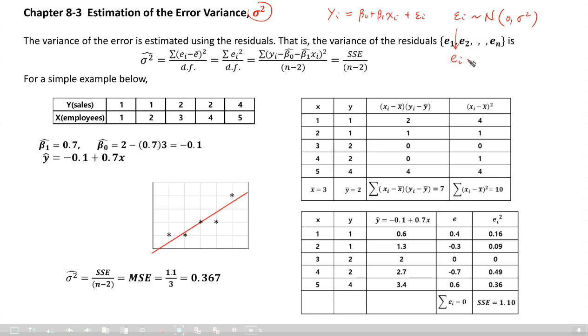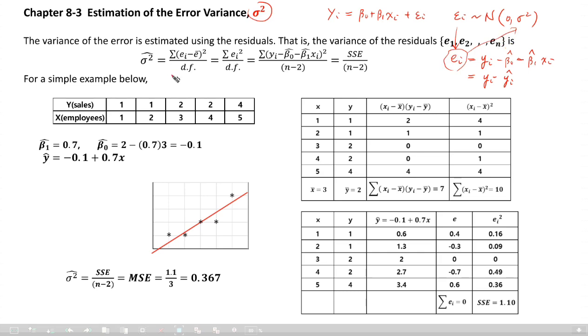Okay? What is a residual? Residual is yi minus beta 0 hat minus beta 1 hat xi. So, simply yi minus yi hat, right? Yi hat is the estimated line, the estimated equation. So this is a residual. So how to estimate sigma square? That is like the sample variance.